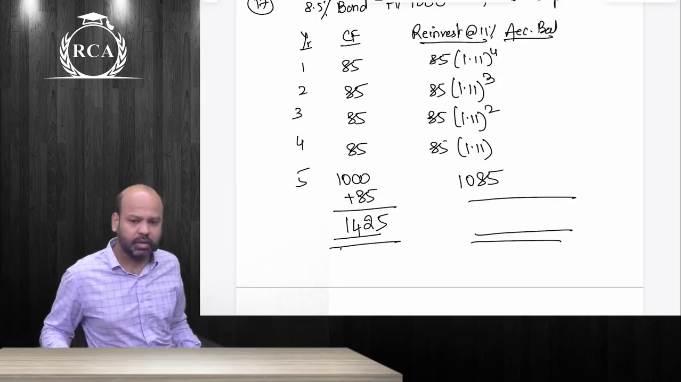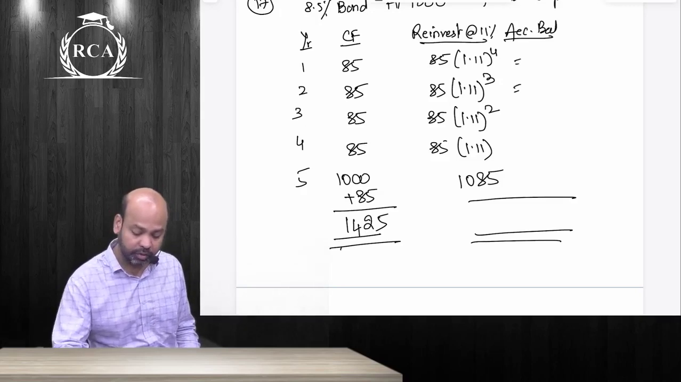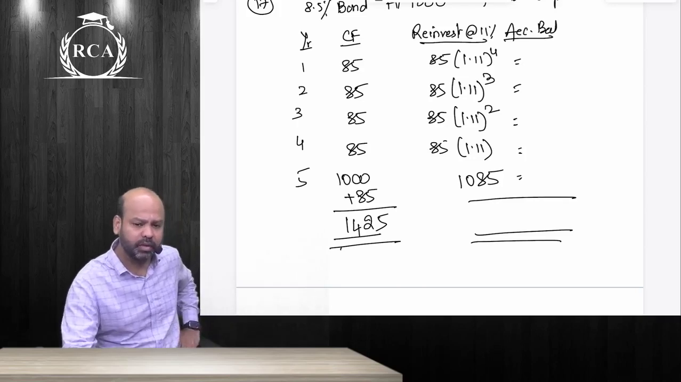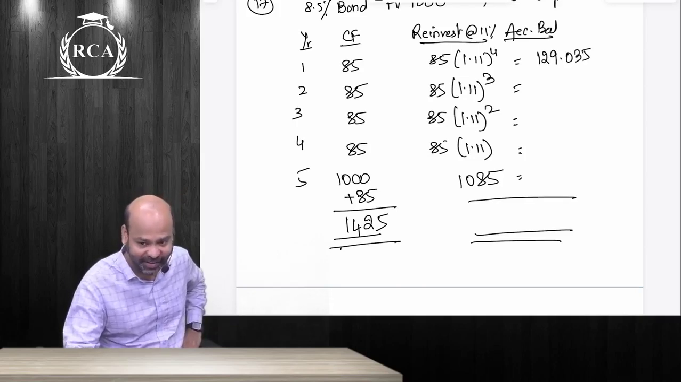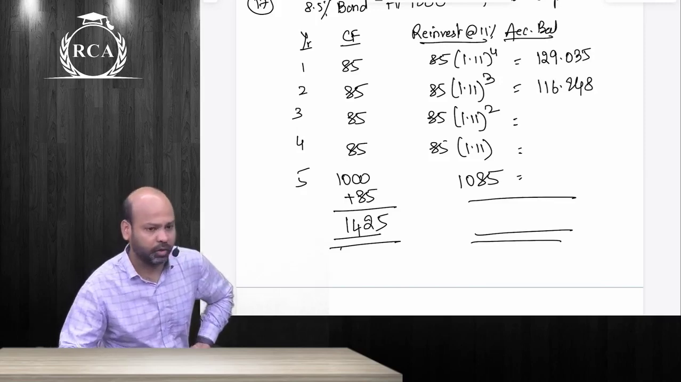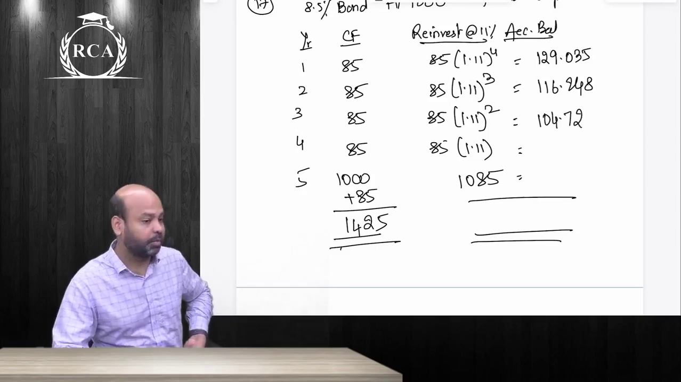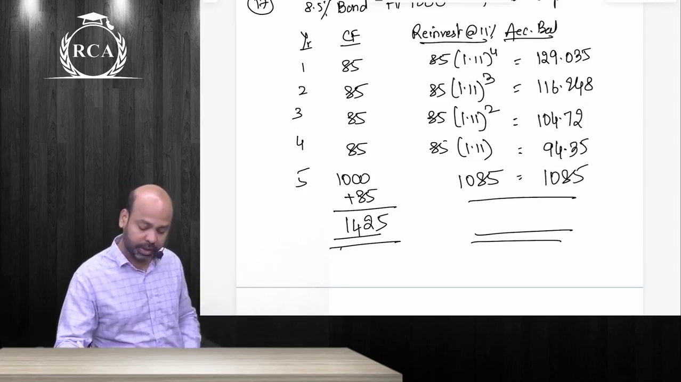Compound all the cash flows at the rate of 11%, guys. How much is this total, beta? Individual cash flows bolo. 85 into 1.11 whole power 4 is 129.035. Chalta. Next wala, beta, 85 into 1.11 whole cube, 116.248. Next, 85 into 1.11 whole square, 72. Next, 85 into 1.11. This is 1085. Add all of them, guys.